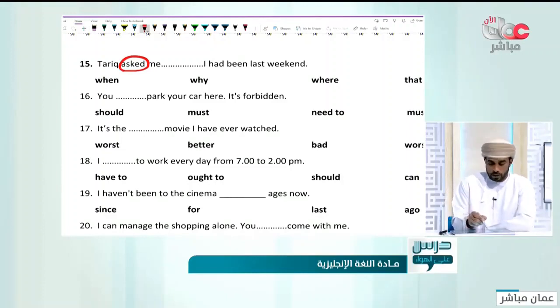So, as you can see, "I had been last weekend." It's not a question. There is no question mark. But it is; they are asking. They are reporting a question.